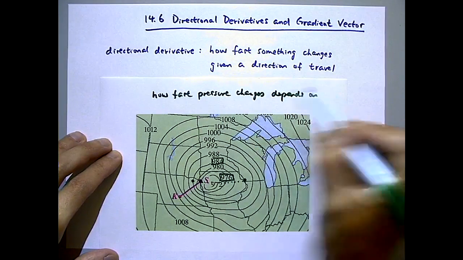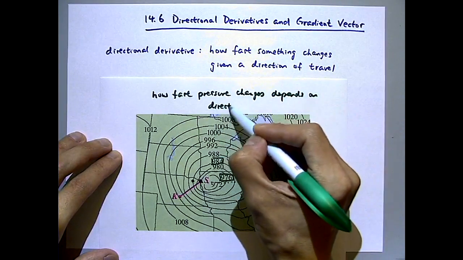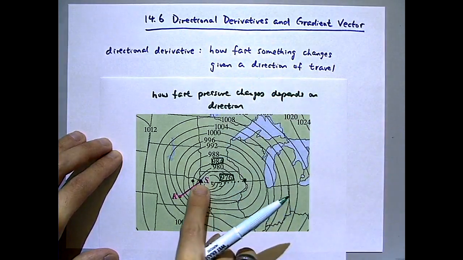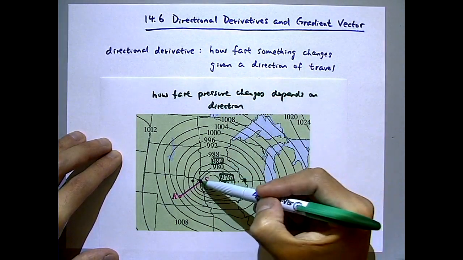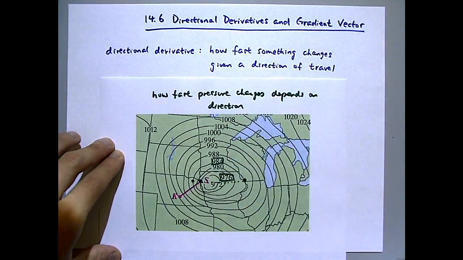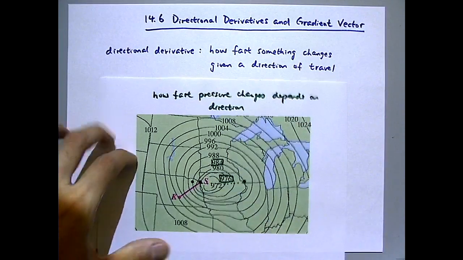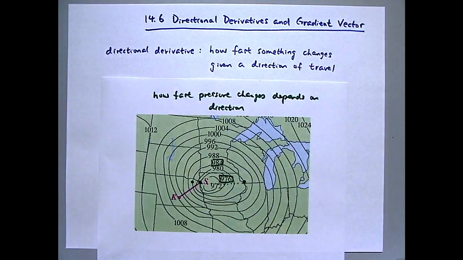Depends on direction. Okay, and then you can see moving north, there's a different kind of distance we need to go. But that's the idea behind a directional derivative. Given a direction, how fast is certain things changing?